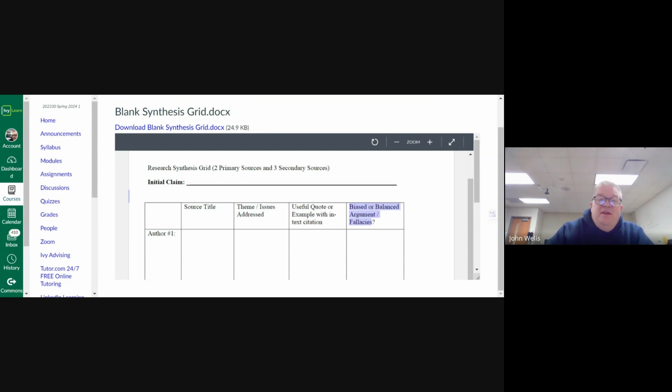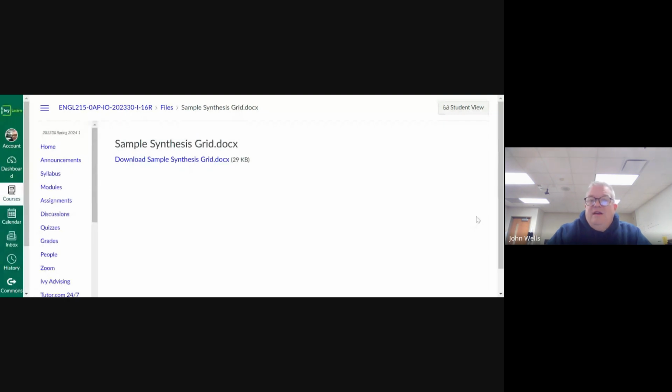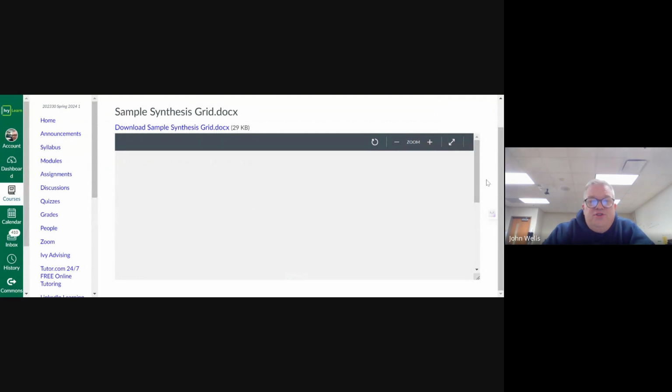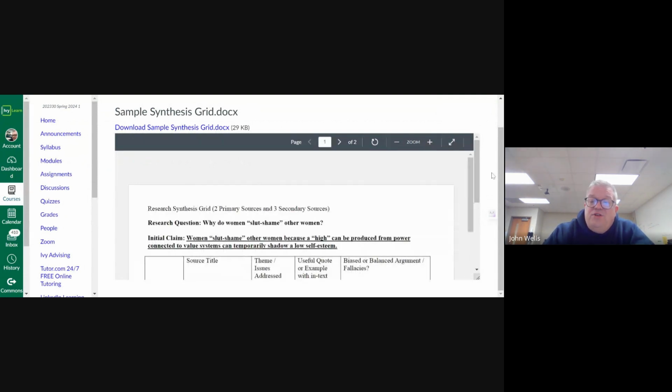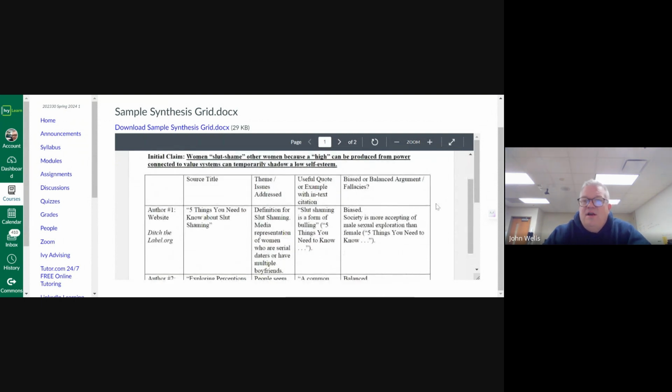Now, the nice thing is that they do give you this completed sample synthesis grid, which is popping up right now, that you can take a look at, and it really allows you to see what the expectations are and how this should be completed. Sometimes I think people think, oh, I have to write tons and tons of stuff, or the sample is going to be overwhelming. But if you look, this is pretty straightforward. It's about a sentence in each one of these boxes, right? You don't have to do tons of stuff, but it has to be clear. It has to be meaningful, and has to really show me what you're thinking when it comes to your source material.